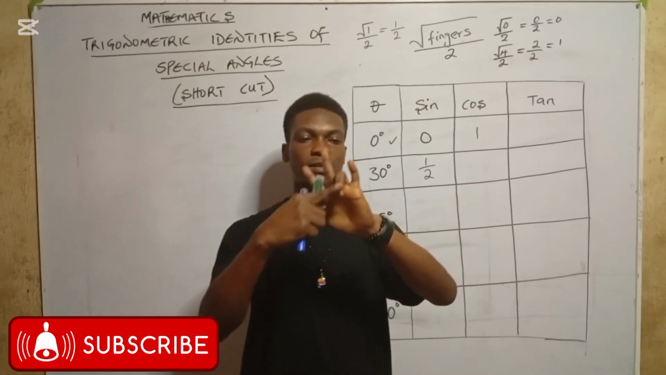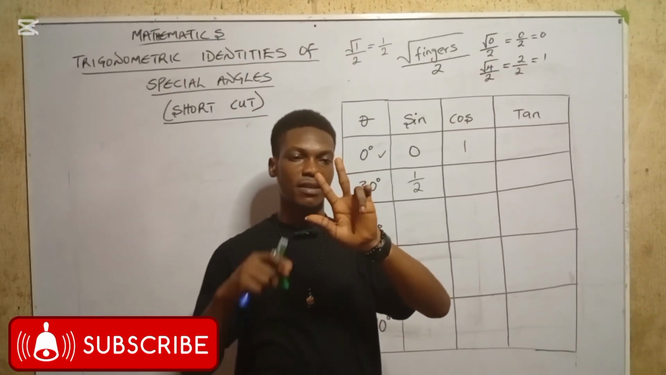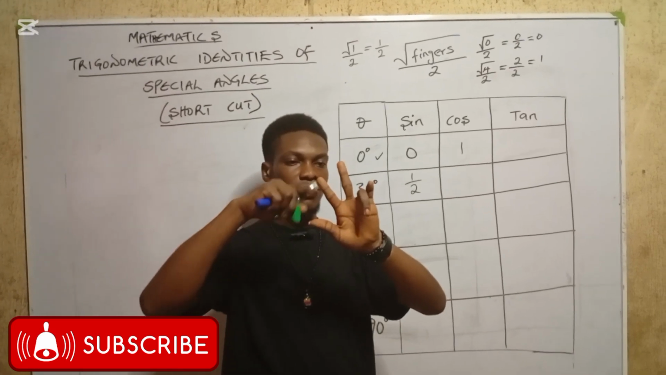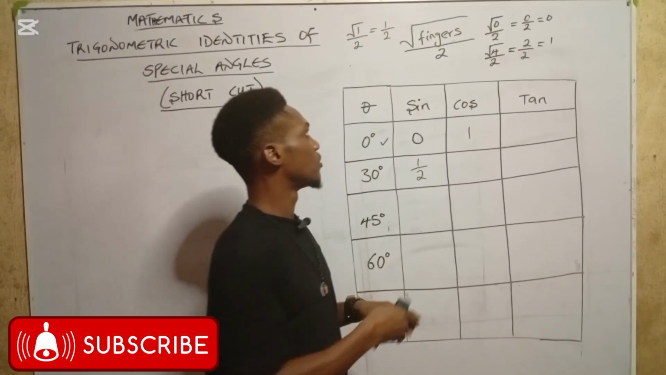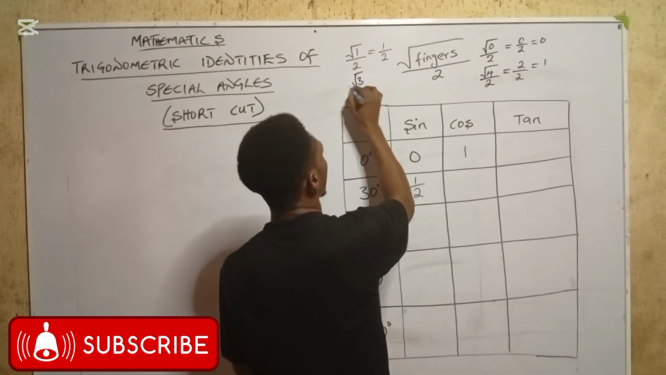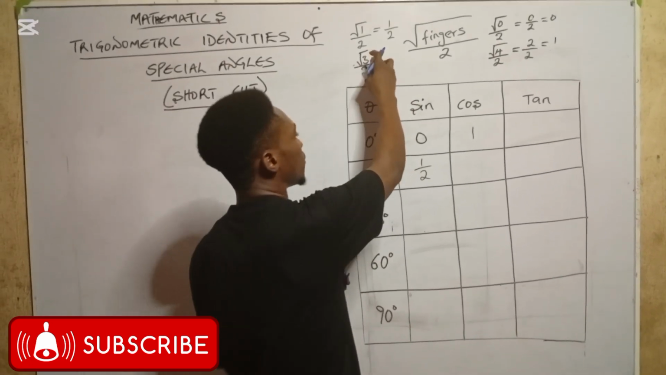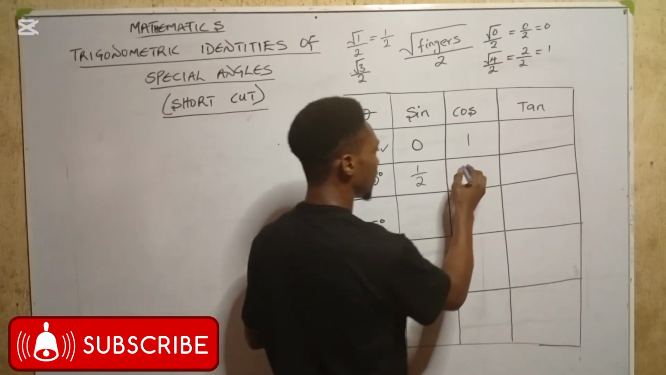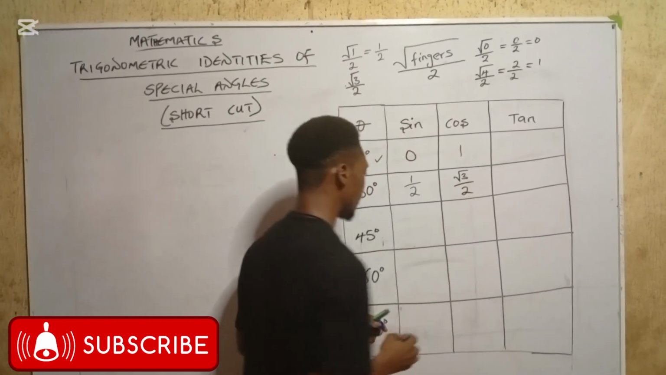And then, as you are still bringing down your 30, how many fingers are at the right? We have 3 fingers at the right. This is our cos. So we are taking square root of 3 all over 2. Root 3 divided by 2. This is not a perfect square, so there is no whole square root for 3, it will be a decimal. Just write it as root 3 over 2.